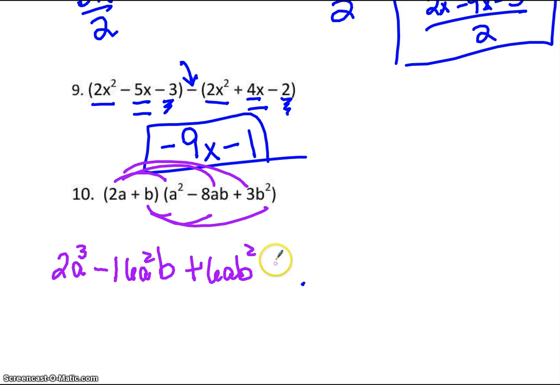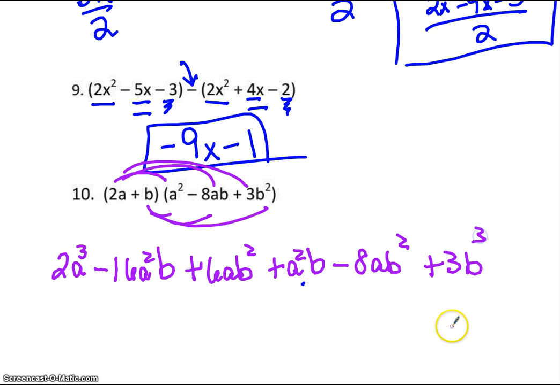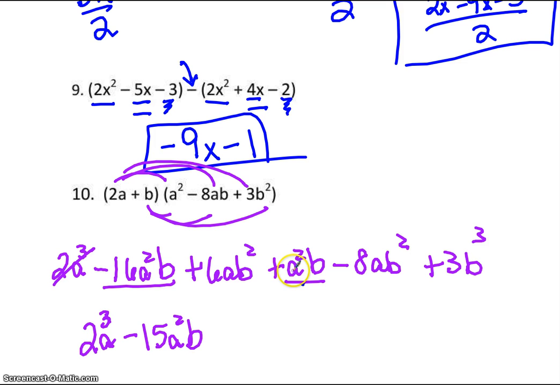B times a squared is going to be plus, and I always do it alphabetical, so I'm going to say a squared b. It means the same thing as ba squared. Minus 8ab squared plus 3b to the third. So my 2a to the third doesn't combine with anything, I just bring it down. My negative 16a squared b and my a squared b combine, and that's going to be minus 15a squared b, because that was like negative 16 plus 1.